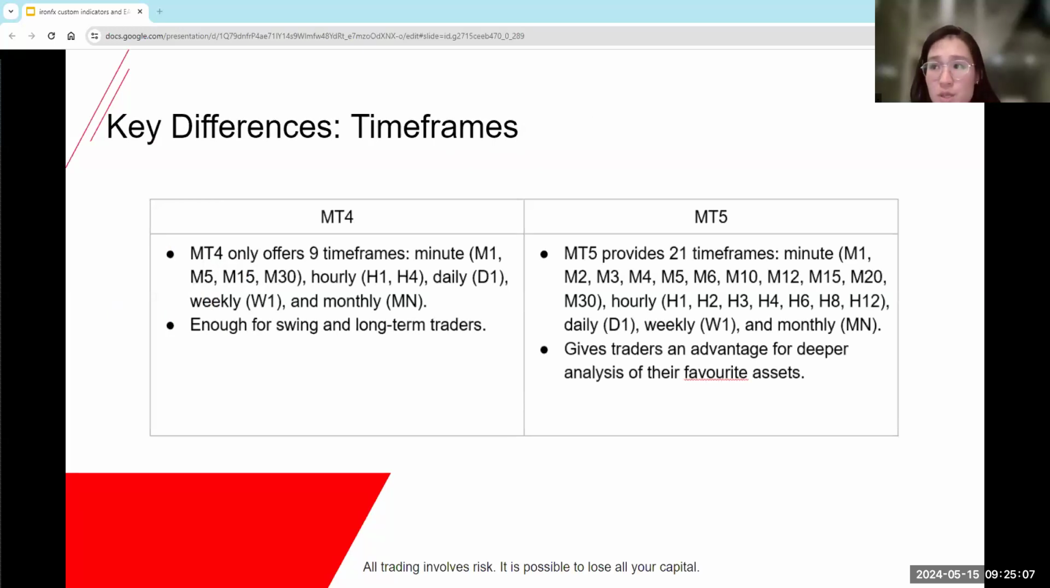Time frames. So MT4 only offers 9 time frames, which would be your basic M1, M5, M15, M30. Hourly time frames include your H1, H4, daily, weekly, and monthly, which is enough for swing and long-term traders. But if you prefer to get a deeper analysis, you can look at MT5, which provides 21 timeframes with way more minute timeframes and hourly timeframes, as well as the daily, weekly, and monthly timeframes.